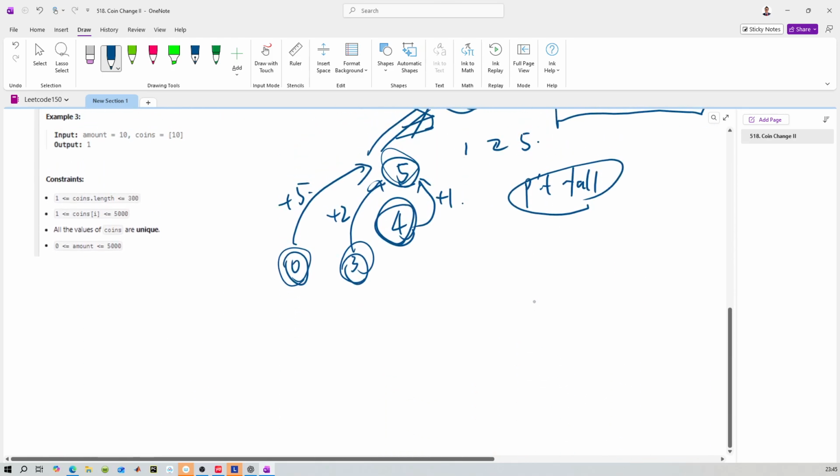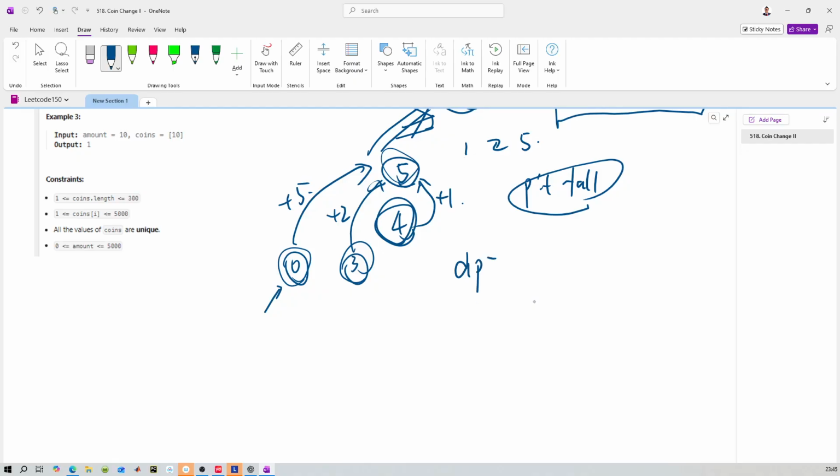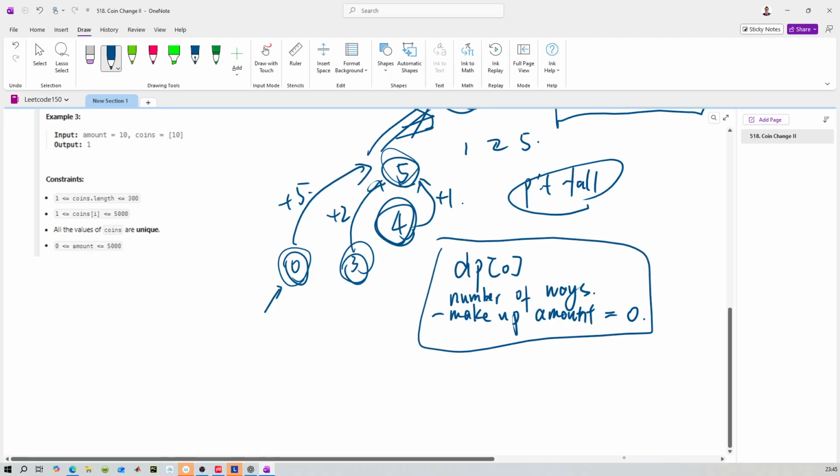So for 0, let's define the DP first. Let's define DP0 as the number of ways to make up amount equals 0, and we know this equals 1. You just use no coins. So we already know there's one approach to solve number 5: just use coin 5.